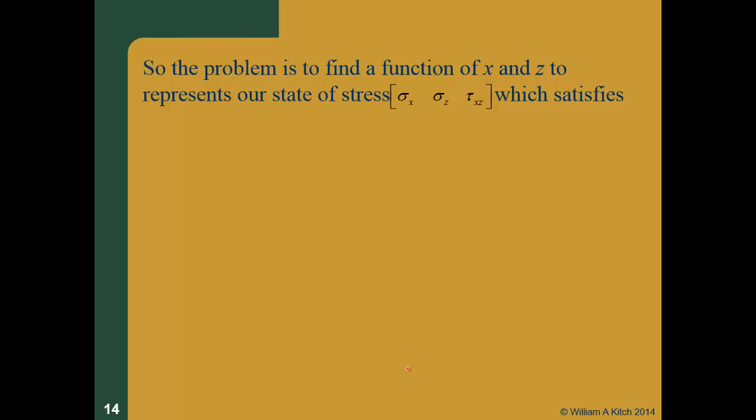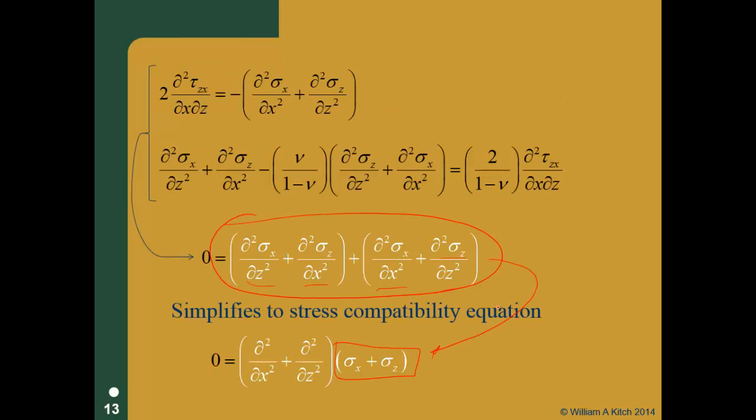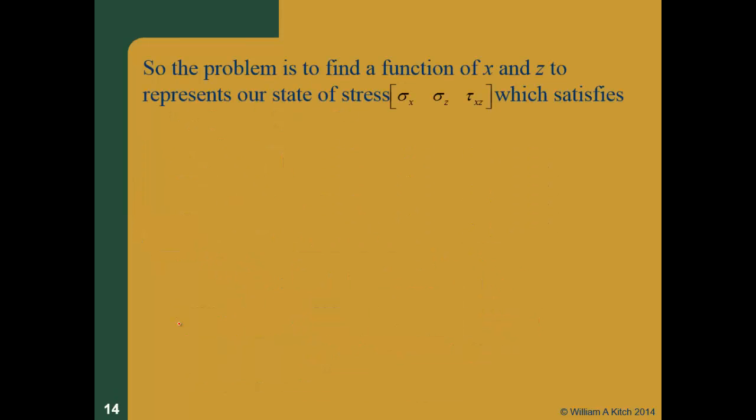Okay, so now what do I want to do? Let me go back a second. This is now my differential equation that I need to solve in order to calculate stresses under plane strain conditions in an infinite half space. Those are the assumptions I've made for this whole thing. So what I need now is a function in x and z that represents my state of stress, and in plane strain, all I need to know is sigma x, sigma z and tau xz, because sigma y is just a function of those.